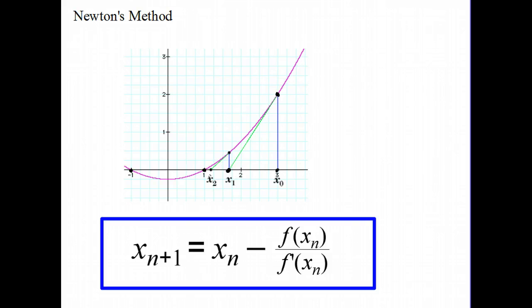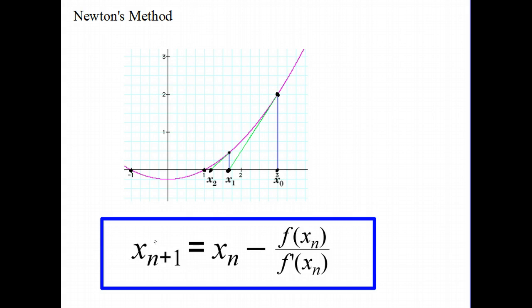So then if you use that number and plug it back into the function and draw another tangent line and find where that crosses, that's going to give you another x value that's even closer to the zero. And if you repeat this process enough, you're eventually going to come to the zero.